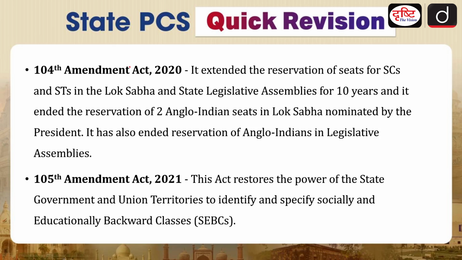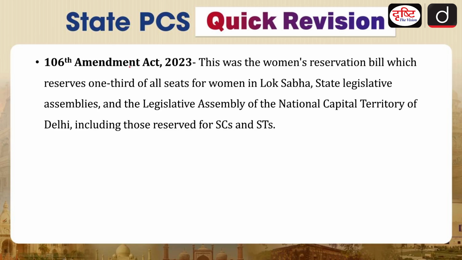Okay. Then the 105th Amendment Act 2021 is talking about the power of state governments and union territories to identify socially and educationally backward classes. This act restored that power. Now we will see the last one, the 106th Amendment Act 2023. This is related to women's reservation in the Lok Sabha and the state assemblies, and also in the Legislative Assembly of the National Capital Territory of Delhi, including those reserved for SC and ST. Basically, 1/3 or 33% of seats will be reserved for women.